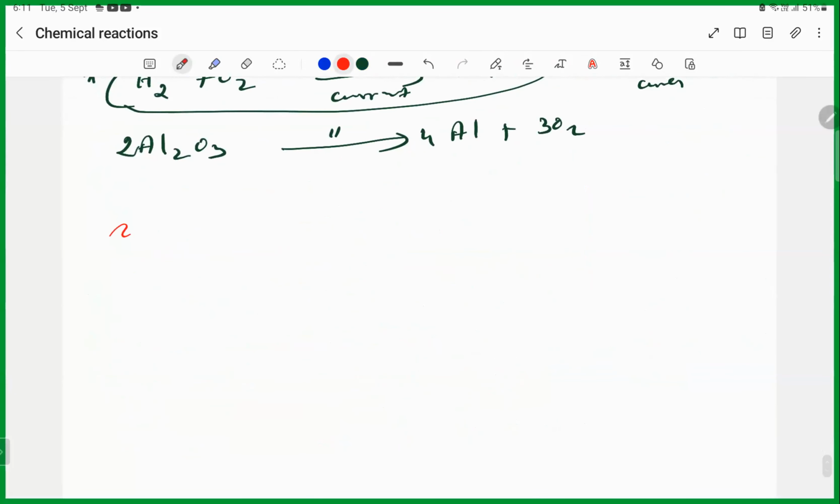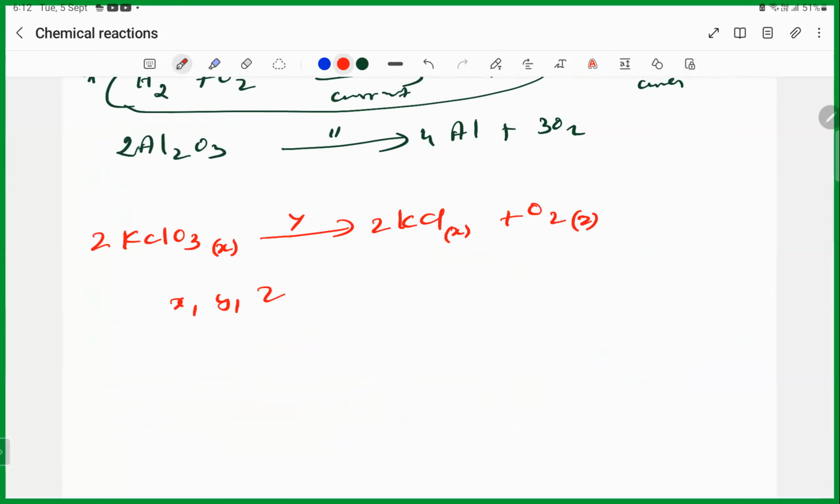2KClO3 X Y 2KCl X plus O2 Z. Identify X, Y, Z. என்ன இருக்கும்பா? அதாவது what is the physical state ன்னு கேக்குறாங்க, and what is the condition கேக்குறாங்க. Y corresponds to condition, X and Z corresponds to state.